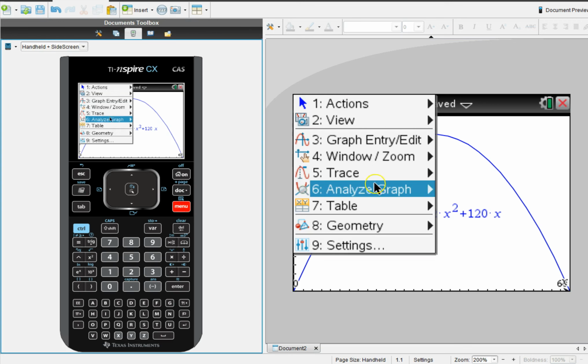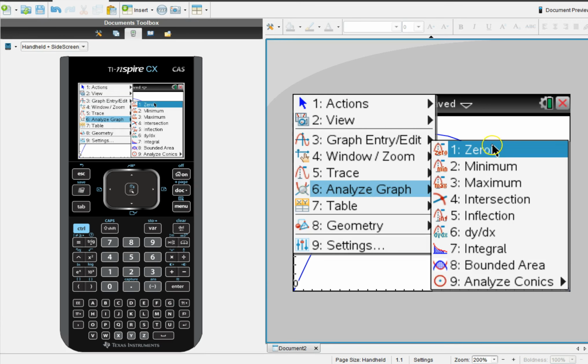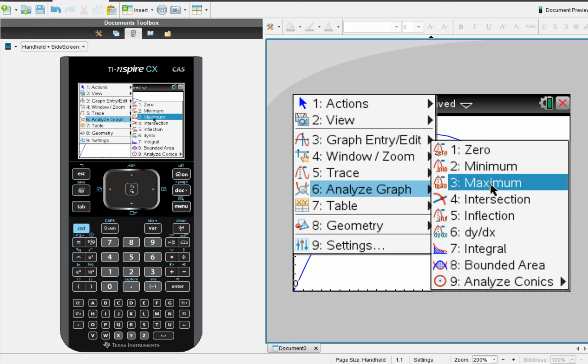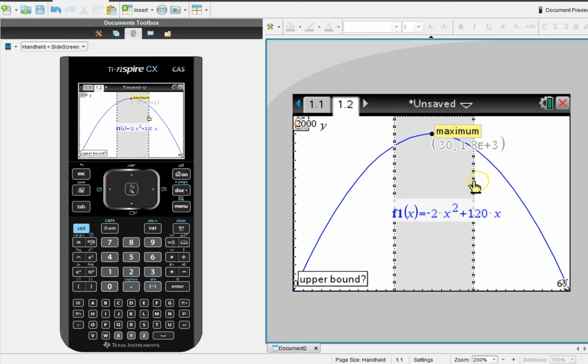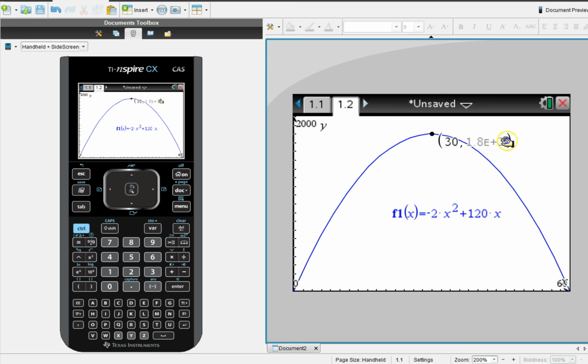Menu, analyze the graph. We are looking for a maximum this time. So I do maximum, choose a point before it, choose a point after it, and it gets very excited and goes, look at this, we found it. When x is 30, y is, I don't know why they display the text like that, but basically 1.8 times 10 to the third, or 1,800.